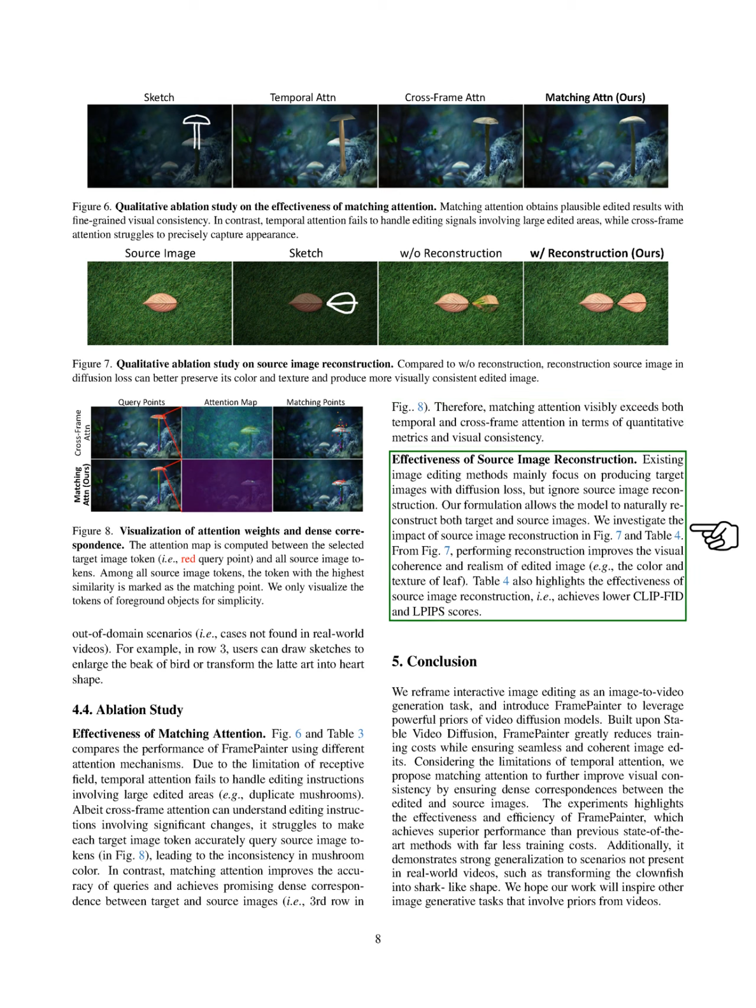We also explored the effectiveness of source image reconstruction. While many existing image editing methods focus solely on creating target images, our approach allows for the reconstruction of both target and source images. Our analysis shows that including source image reconstruction improves the visual coherence and realism of the edited images, as evidenced by better color and texture. The results also indicate that our method achieves lower scores in CLIP-FID and LPIPS, highlighting the benefits of source image reconstruction.